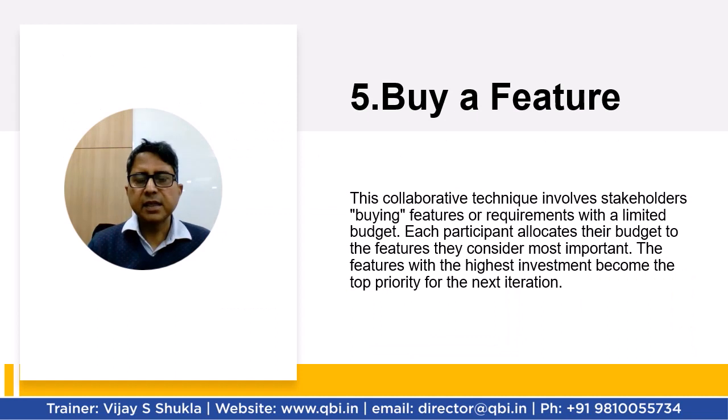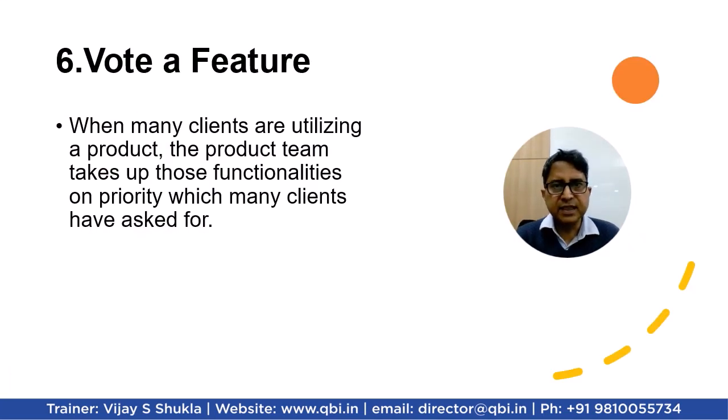Buy a feature. This is a collaborative technique which involves the stakeholders buying features or requirements with a limited budget. Each participant allocates their budget to features they consider most important. The features with the highest investment becomes the top priority for the next iteration. Number 6 is vote a feature. This is utilized by so many product teams which are serving a large number of customers. So here many clients who are utilizing a product can basically vote a given feature, and the features which receive larger number of votes are to be taken up by priority by the product team.